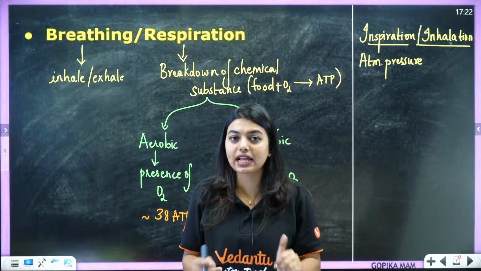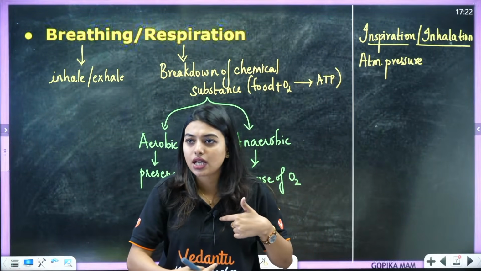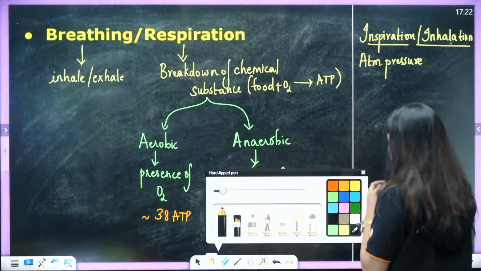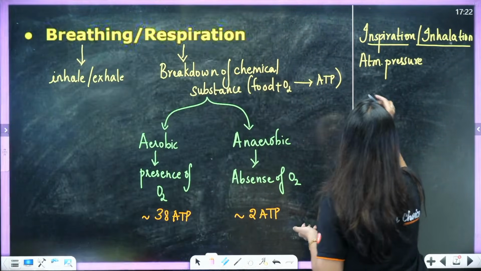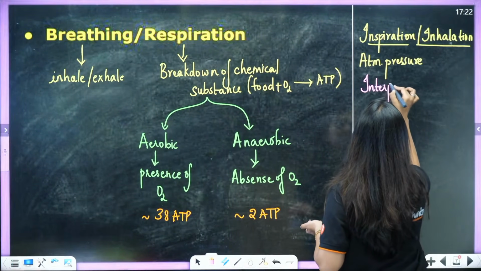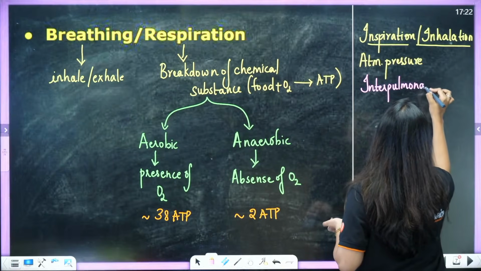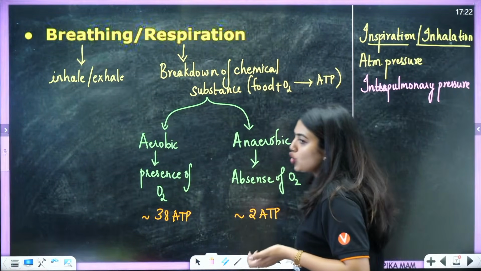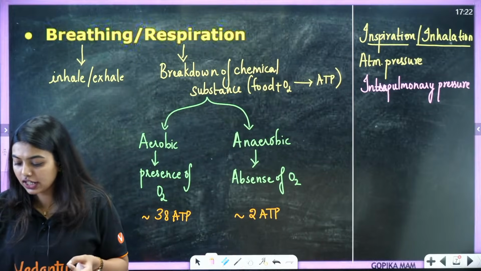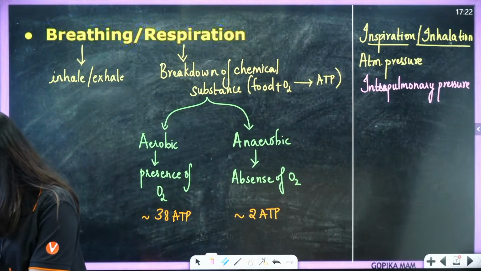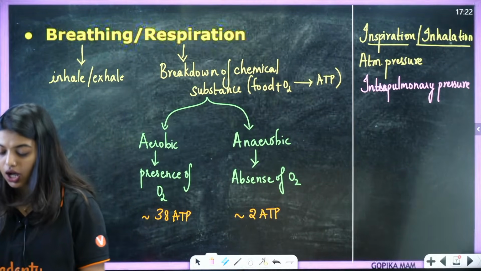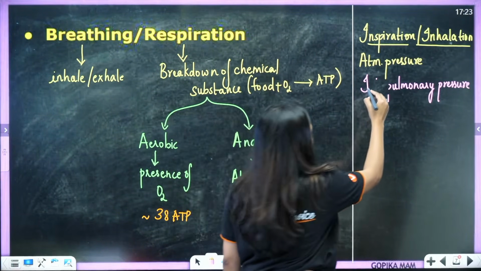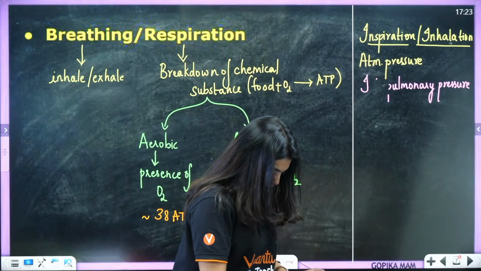But I can change one thing. What is that? I can change the pressure inside my lungs, and that pressure is simply called intrapulmonary pressure. Yes or no? Got it, all of you? So I can change the pressure. Whose pressure can I change? All of you tell me in the chats. I can change the pressure inside my lungs. I can change the intrapulmonary pressure. Okay, got it? One second.